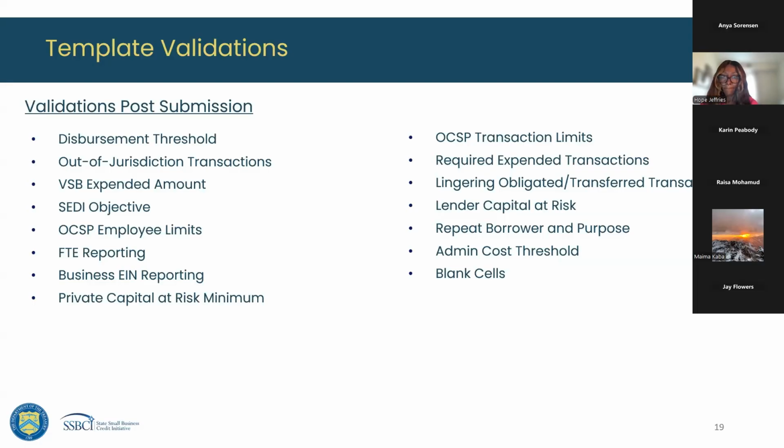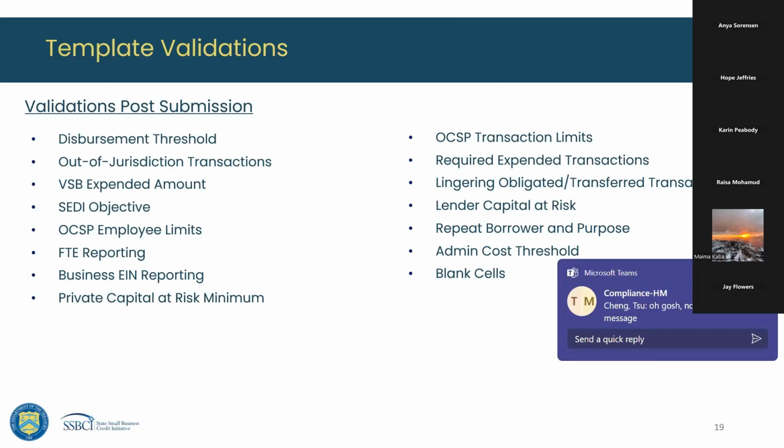I'm going to start with the VSB, very small business. Funds dispersed to the PJ for the purposes of investing in VSBs, or very small businesses, must be extended towards VSBs, or the PJ may be flagged for review on compliance's end. So just keep that in mind.